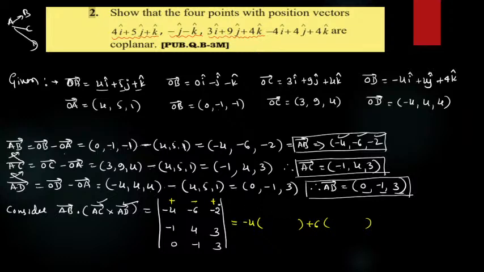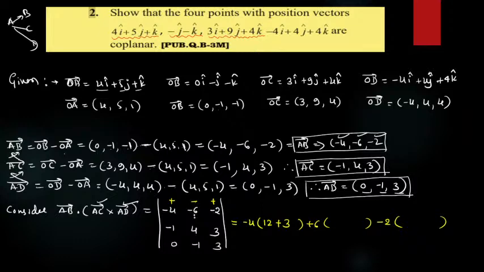Easily you can resolve. Leave the bracket, and multiply row and column wise. So what happens here? Leave the first column and first row, multiply this. 4 into 3 is 12, right? Minus 1 into 3 is minus 3, minus of this minus will become plus 3.